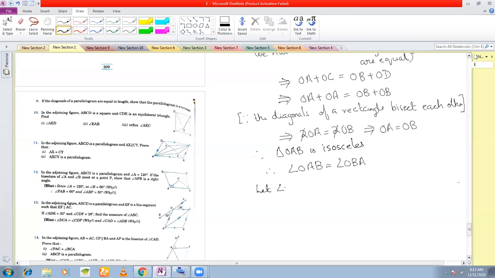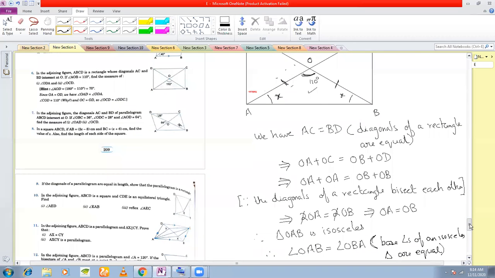Now in the next step, I say let angle OAB is equal to angle OBA is equal to x. And you'll give your reason here also. I forgot to give the reason. What is the reason? Base angles of an isosceles triangle are equal.